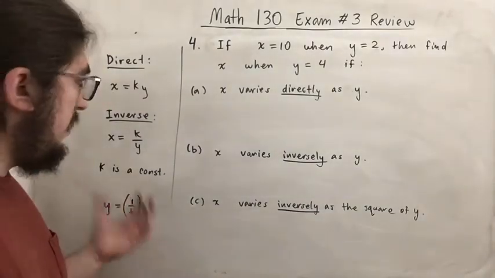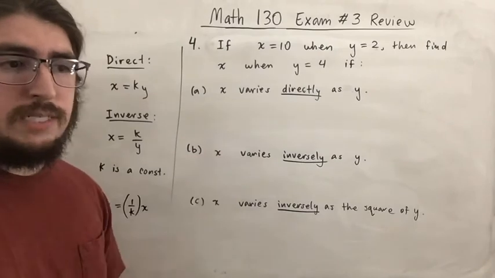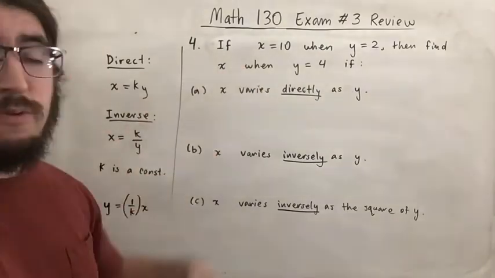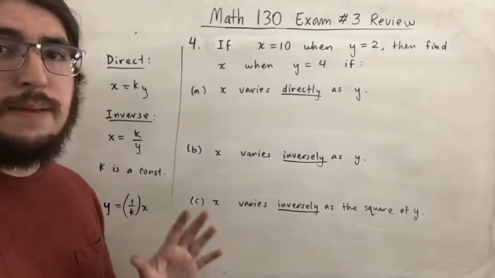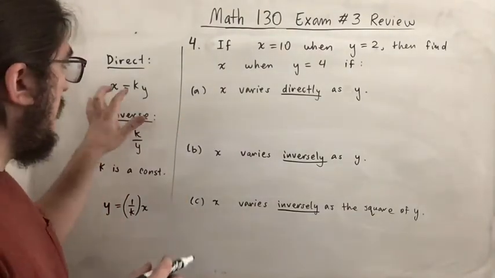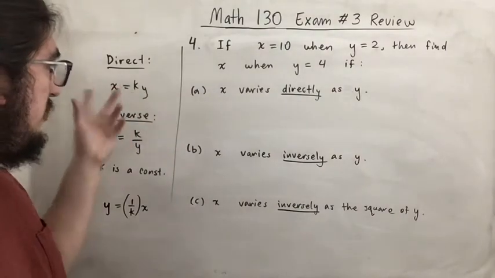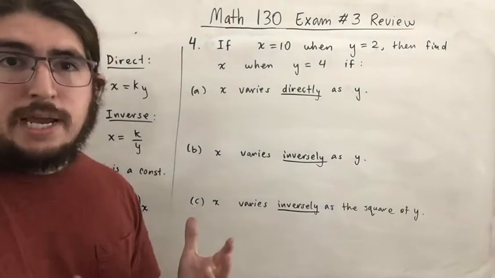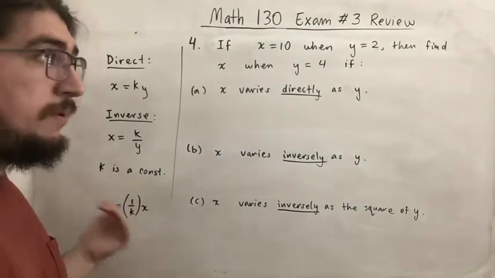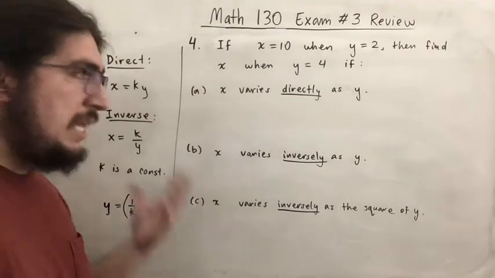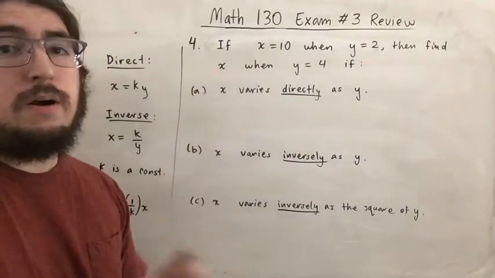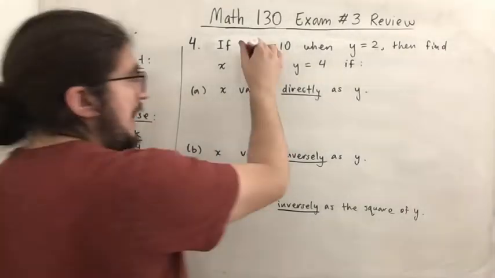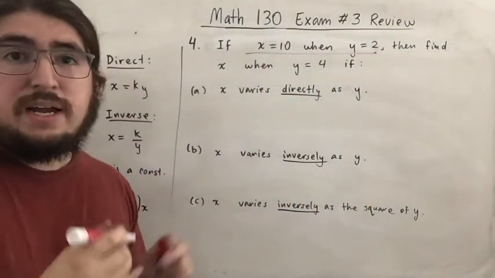So if you set it up the other way around, your constant may be different, but the value for x given y is 4 at the very end of things will be the same no matter what. So if you want to play around with different ordering, writing y equals k times x instead of x equals k times y, try it and you'll see that your k will be the reciprocal of my k that I'm going to get here. But the answer in the end for x when y is 4 will be the same. So the first bit of information here, x is 10 when y is 2, is only given to find k.